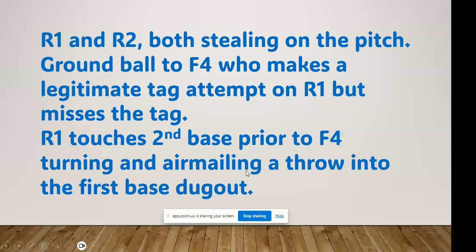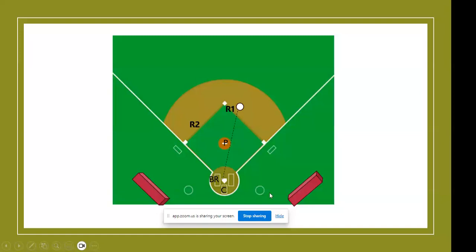So in the next scenario, it's the same scenario. The difference is this time, the second baseman makes a legitimate tag attempt on R1, but misses the tag. R1 again touches second base prior to the throw, and it gets airmailed into the dugout. So it's the same scenario. The difference is now this was a second legitimate play attempt by an infielder.